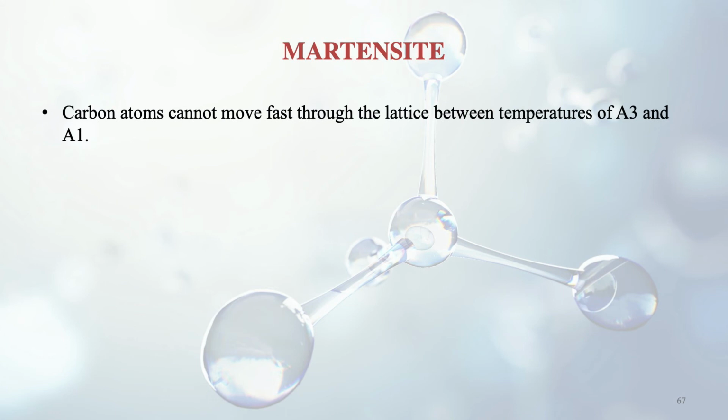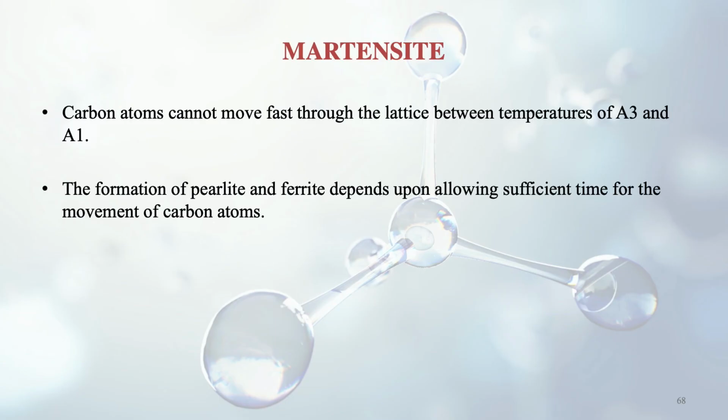In the martensite structure, what can be seen is that carbon atoms cannot move fast through the lattice between temperatures of A3 and A1. Like in the previous figure, I showed you the A1 and A3 temperatures. Between these, the carbon atoms do not move very fast. The formation of pearlite and ferrite depends upon allowing sufficient time for the movement of carbon atoms. So when we want pearlite and ferrite, sufficient time is required for the movement of these carbon atoms. Then only we can get pearlite and ferrite.